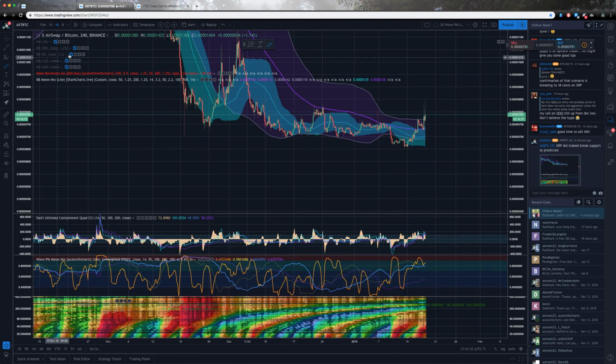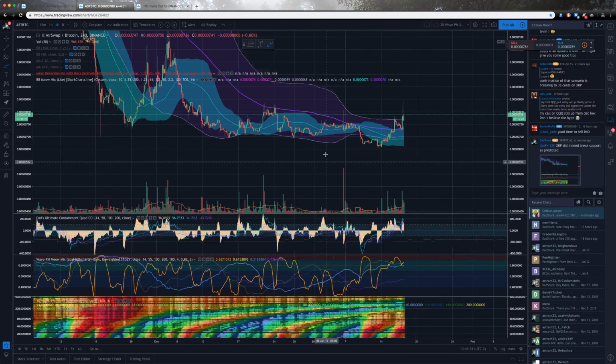This is a really low cap coin. Increasing volume. Oof. This counts as a breakout. This is technically a breakout. Good chart.